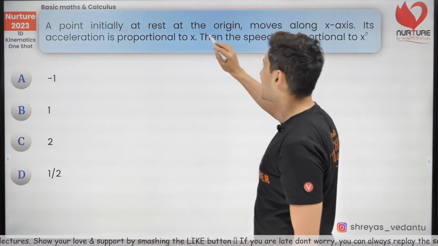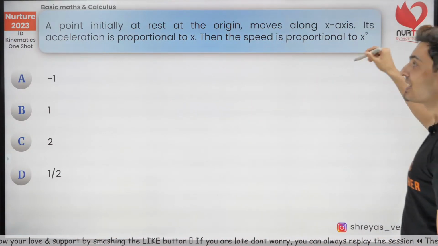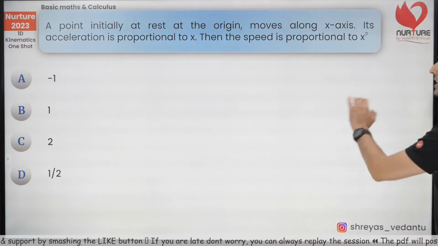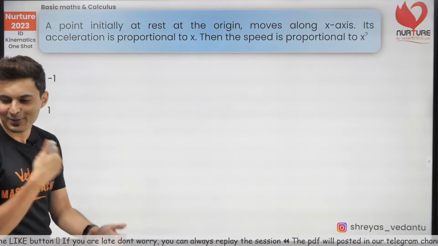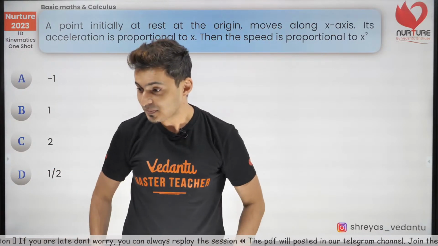A point initially at rest at the origin moves along the x-axis. Acceleration is proportional to x. Then the speed is proportional to x raised to how much? Very interesting question. Come on, let's see how many of you can do this.